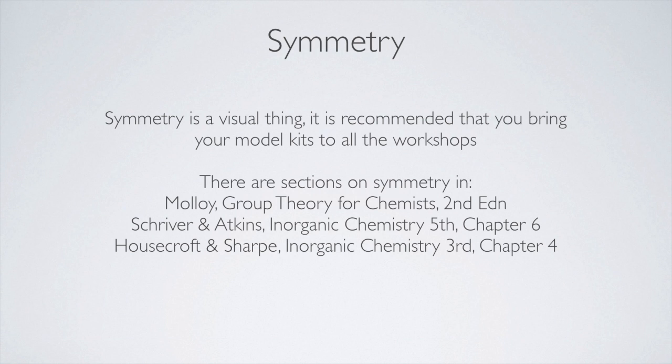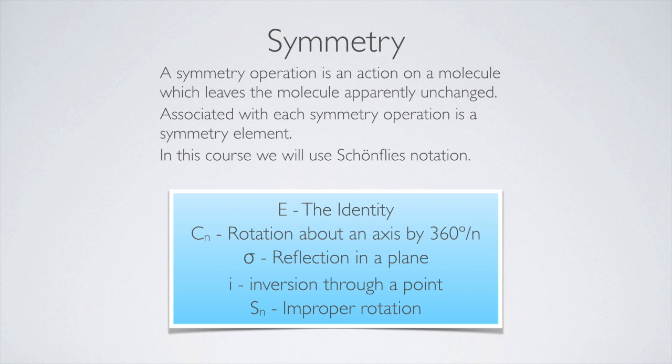There are chapters on symmetry in some of the key textbooks, particularly in Kieran Malloy's book Group Theory for Chemists, which is one of the key textbooks for the course, and also in general texts such as Shriver and Atkins and Housecroft and Sharp. So let's make a start.